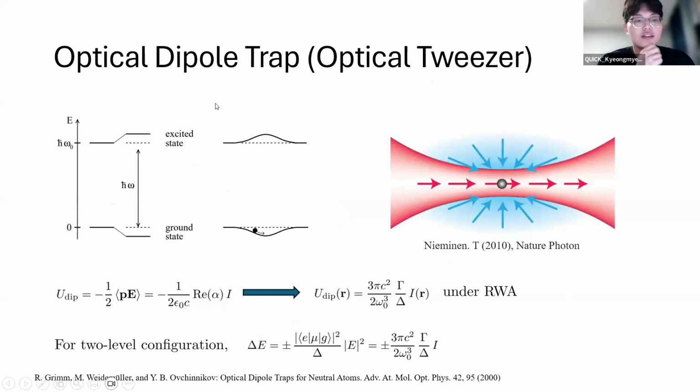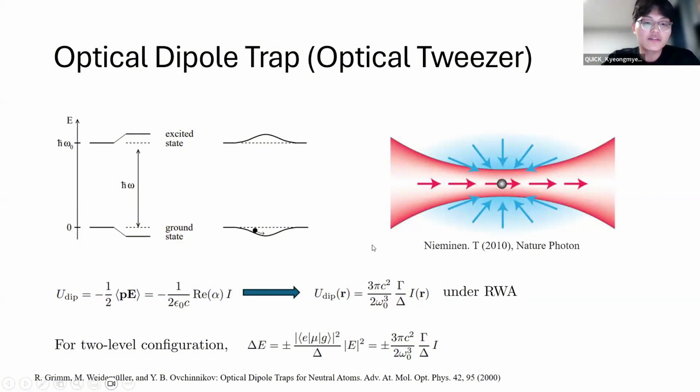So how this works is the dipole potential under the classical limit can be written like this in electrodynamics. And the factor of 1/2 just indicates that the dipole is induced. And by finding the expression for polarizability alpha from the Lorentz oscillator model and under the rotating wave approximation, where you just remove the highly oscillating terms in the denominator, we get the following expression for the dipole potential.